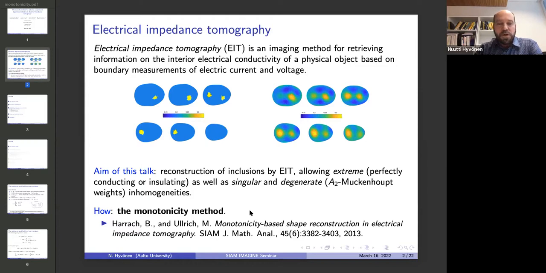So it's a functional method, and it has been proven to be able to reconstruct inclusions in electrical impedance tomography, both positive, meaning more conductive inclusions than the background, and negative inclusions, also indefinite inclusions where the conductivity may be both positive or negative compared to the background. And this work has been carried out by Harrach and Ullrich and their collaborators and other people already like 10 years ago.